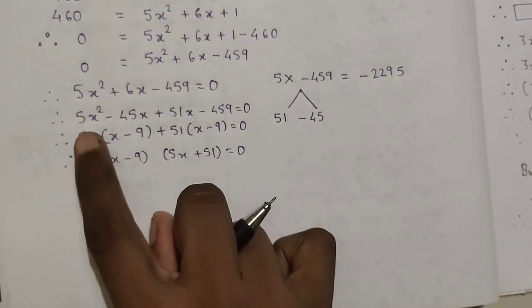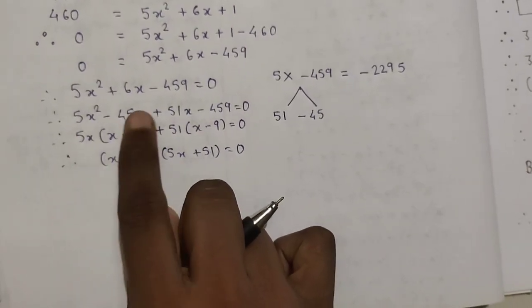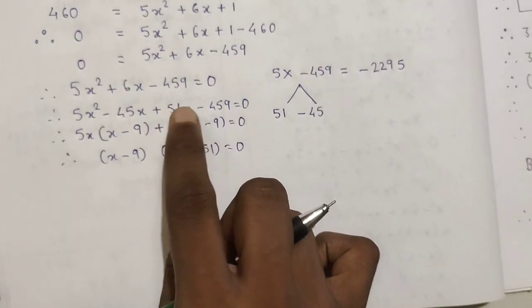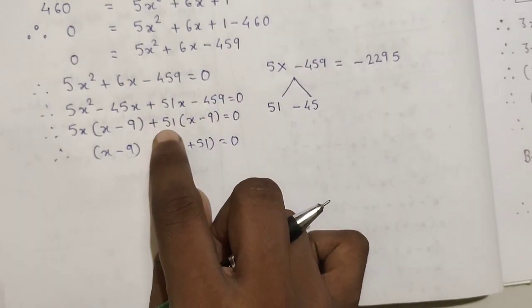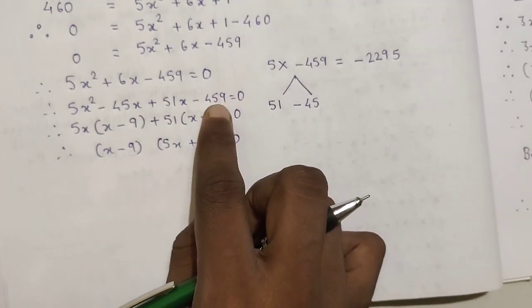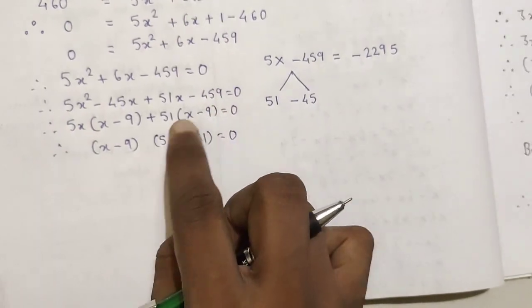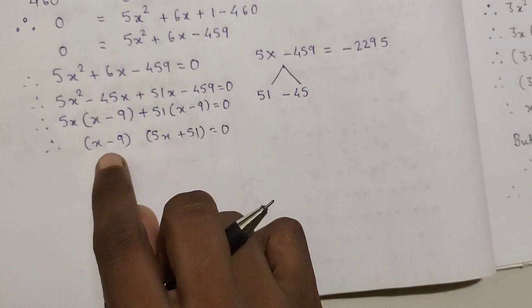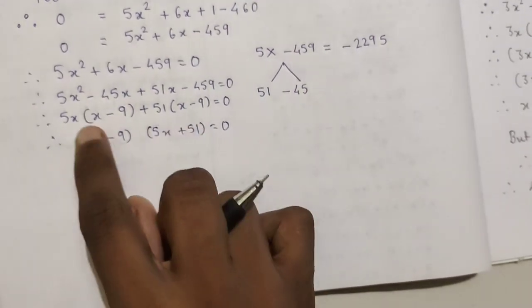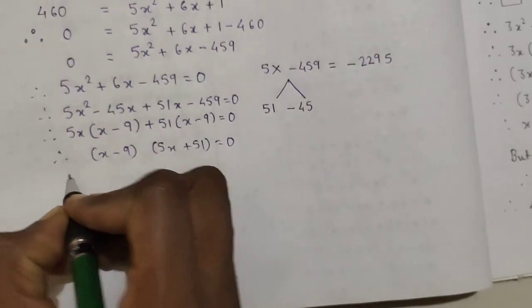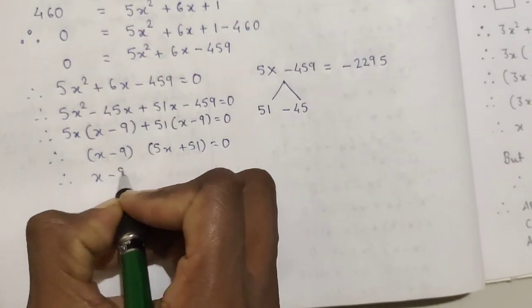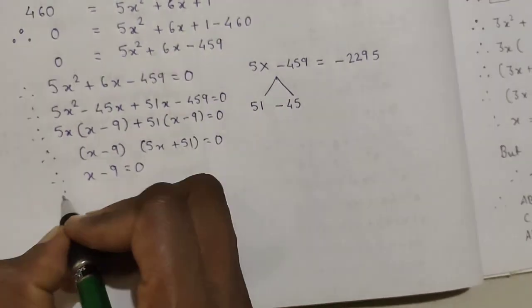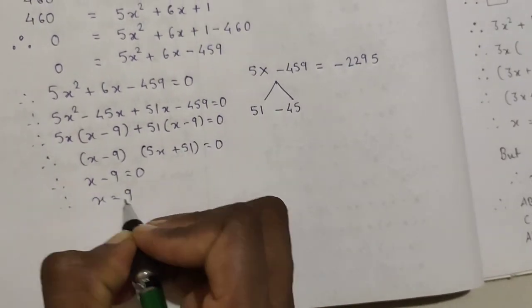Okay, now what is common? 5x common here, x minus 9 is remaining, plus here you are going to take 51 common, because 51 nines are 459. So I have taken 51 common, so x minus 9 is remaining. So keep x minus 9 in one bracket and 5x plus 51 in another bracket. So if you solve this, you are going to get x is equal to 9.